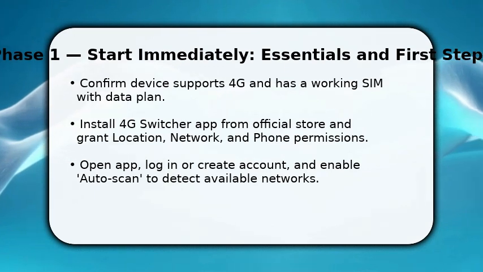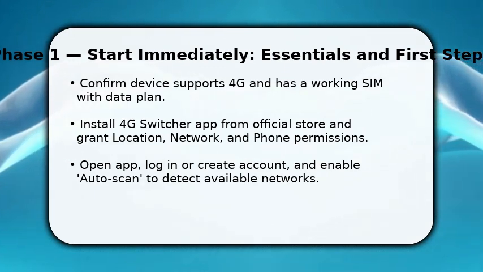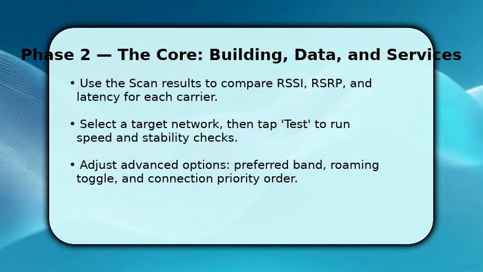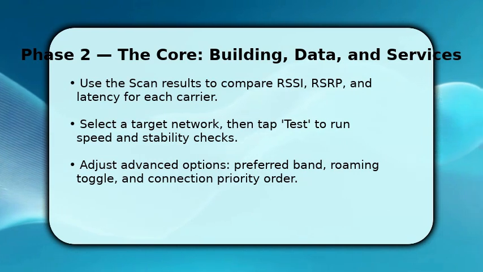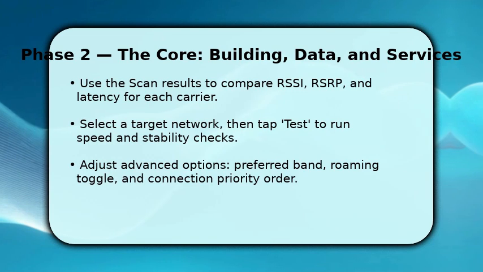Once scans populate, you compare numeric readings like RSSI and RSRP plus latency to judge quality. Then pick the target carrier and tap test to run a full speed and stability check. This verifies download/upload throughput and jitter.